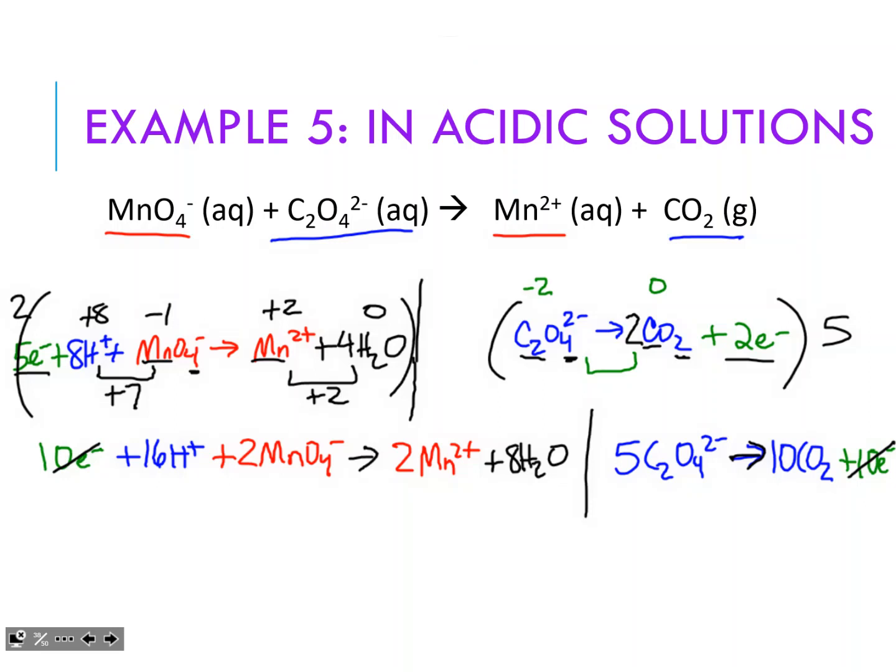So we get 16 hydrogens. Hydrogen being positive here means it's in ion form, it's AQ. We get 2 permanganate ions as well. And we also end up with 5 oxalates as the reactants, AQ.